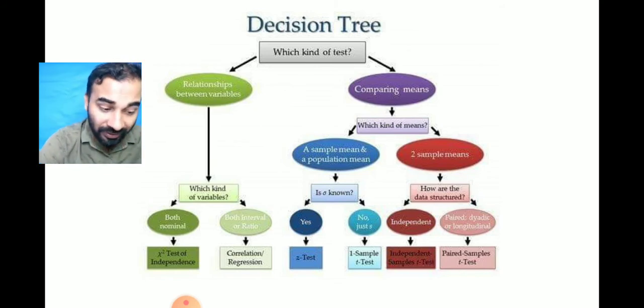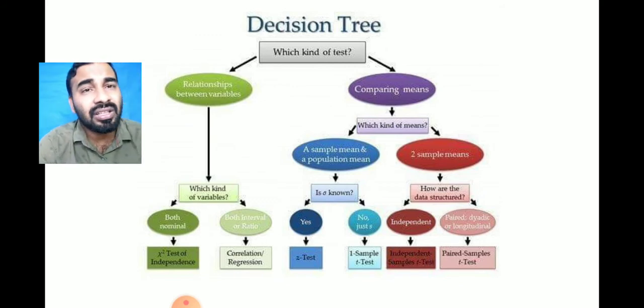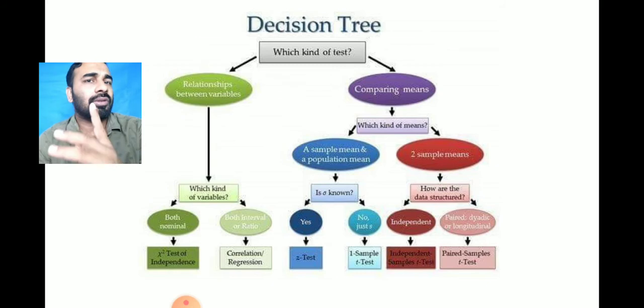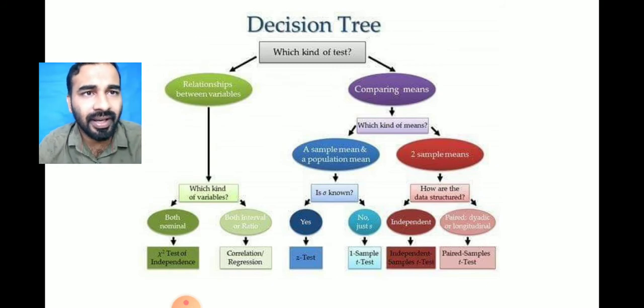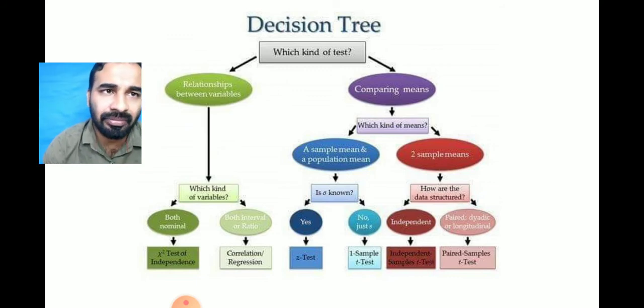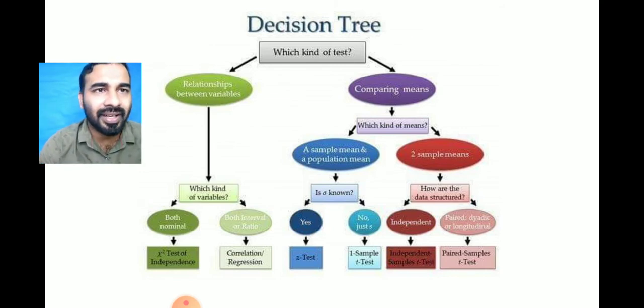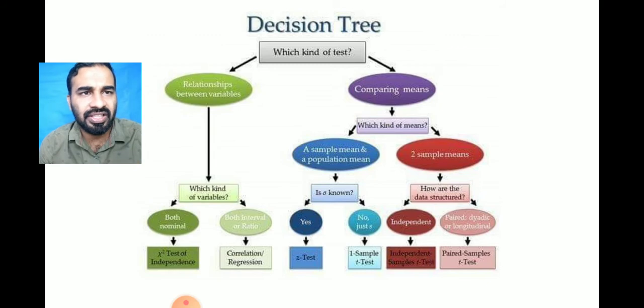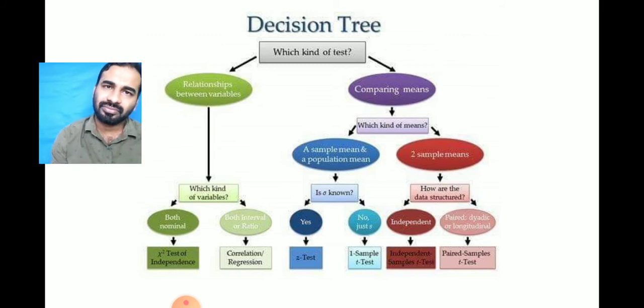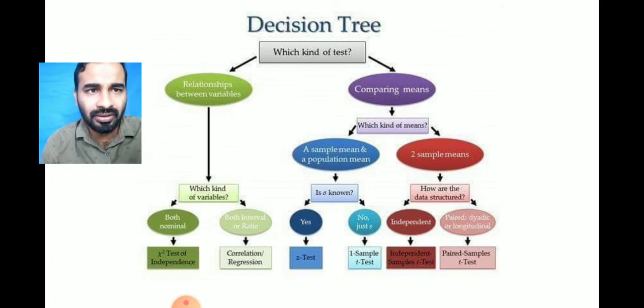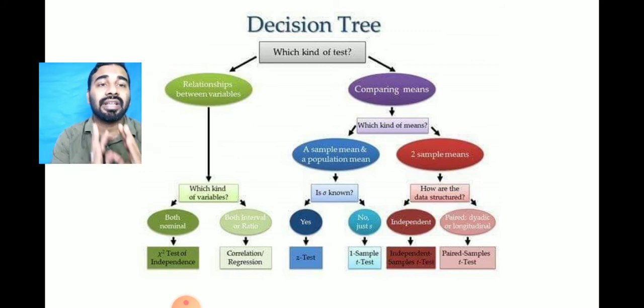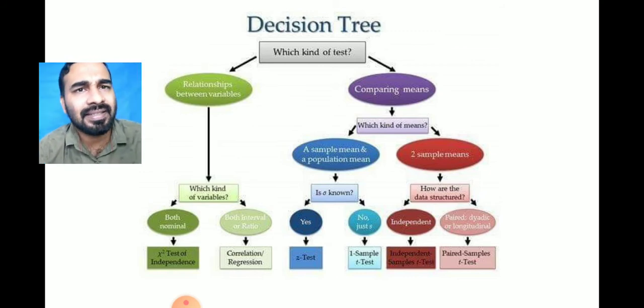The next thing, if you want to compare the means, you have to look into what kind of mean we want to compare. Whether you want to compare a sample mean with a population mean, or you want to compare two sample means. Again there is a question whether your population standard deviation is known or not. If your population standard deviation is known, then go for the Z test. If it is not known, then go for the T test or single sample T test.